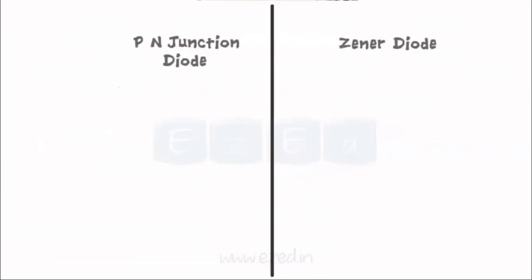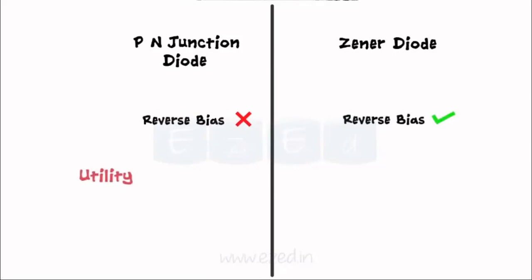Thus, the only difference we get in these two types of diodes is that the PN junction diode doesn't work effectively in the reverse bias mode, increasing the probability of failure or breaking of the component, whereas the Zener diode is specially used where controlled reverse bias operations are required, thus eliminating chances of component failure.